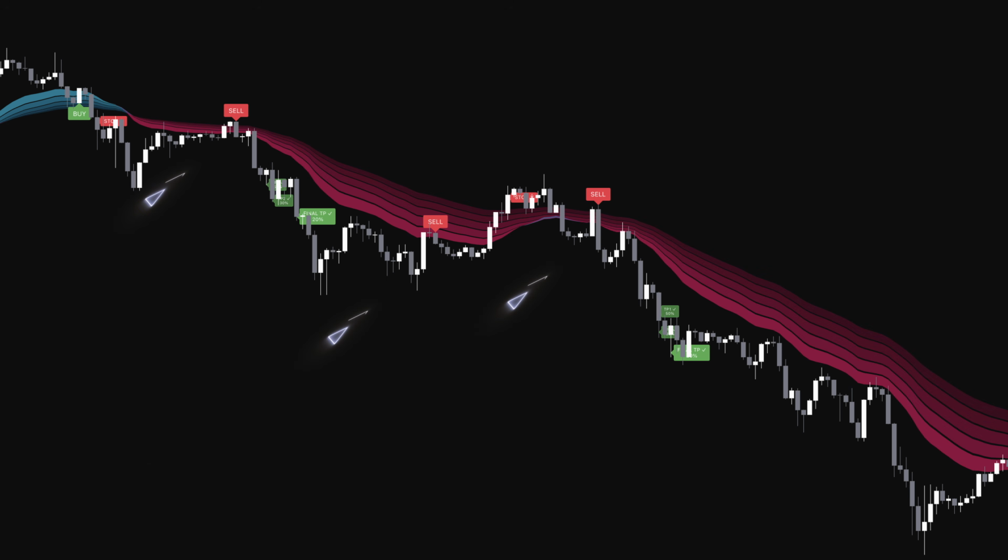You're entering the trend at a better price after a pullback, rather than chasing the initial breakout. Same logic inverted for shorts. Established downtrend, price bounces up into the ribbon, then crosses back below. That's your short entry on the pullback.